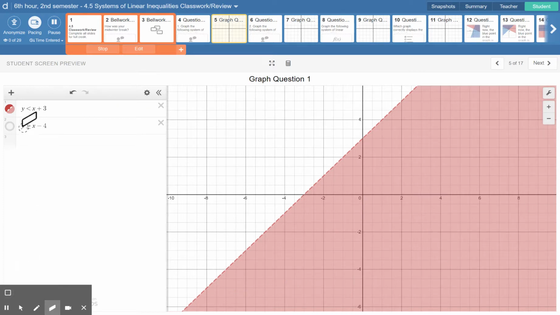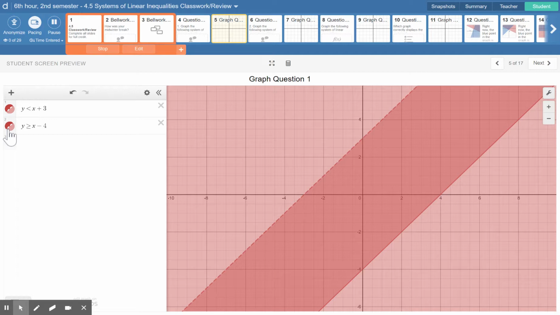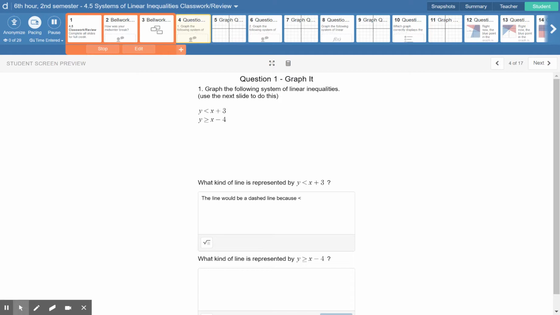Now the second inequality, it's y is greater than or equal to x minus 4. Notice that this is a solid line. So I'm going to go back to question number 4. And the line would be a solid line because of the greater than or equal to symbol.